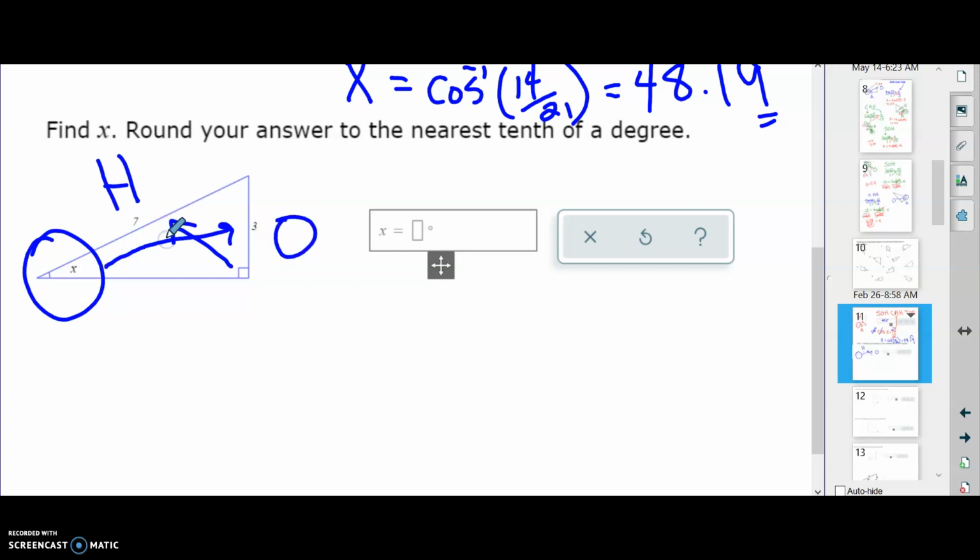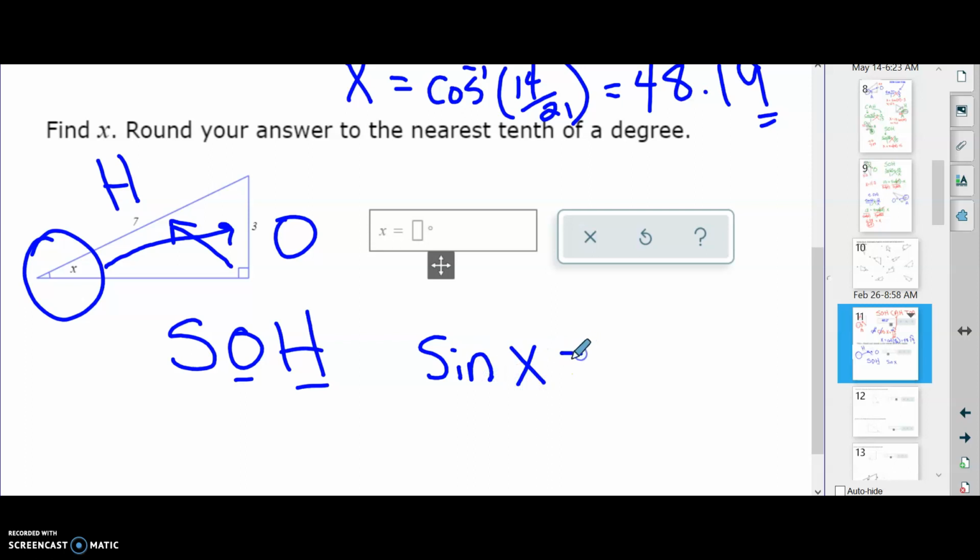Okay, now I decide which trig function to use. And so it's the one that uses the O and the H. So that means when I write my trig function, I'm going to write an S. So it'll be sine, and then my angle. And then the O is first, right? So I write the 3 first. And then my hypotenuse is second. So I write the 7 second.